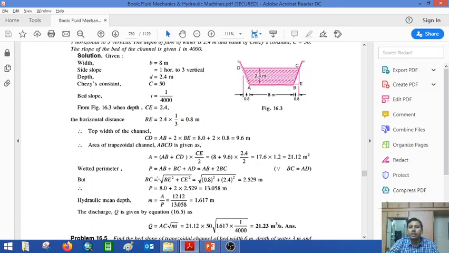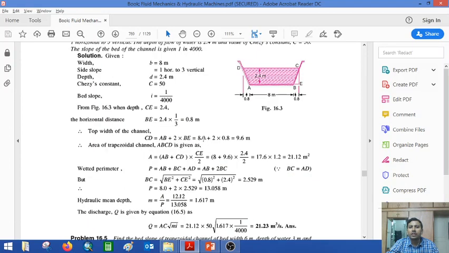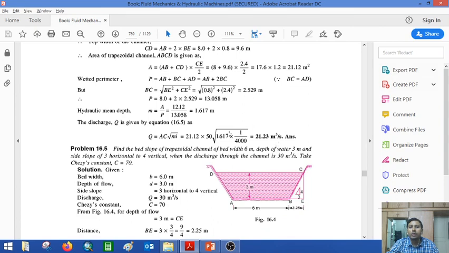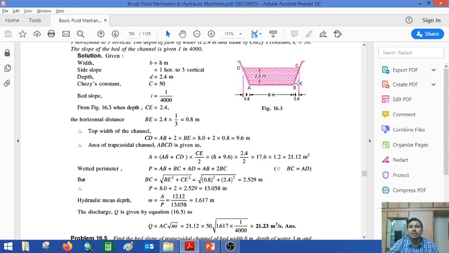After finding the parameters and area, you can find the value of A by P, and then you apply this value in the continuity equation Q equals A C under root of MI. Area you already derived, and the constant C is given in the example, 50, and under root of M into I. So you get the value of discharge. These are very simple examples, but you can see that here only the channel section is changed.